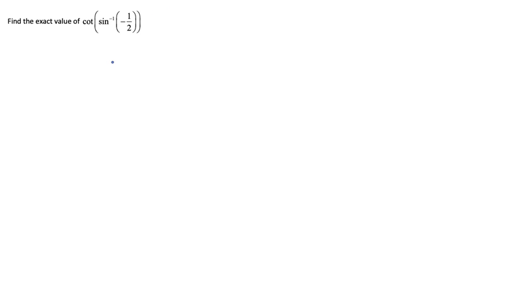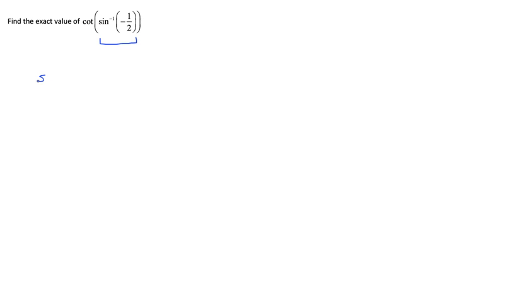Find the exact value of the cotangent of sine inverse of negative 1/2. All right, so this one has a lot going on here. But first thing to remember is that this is an inverse trig function. This is the inner function and this is the outer function, the cotangent.